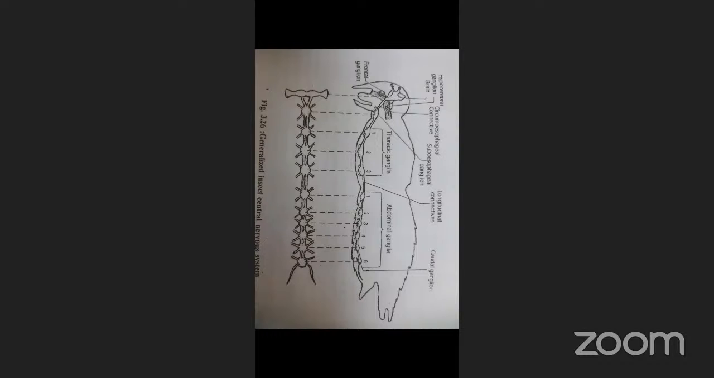So the insect nervous system differs from the mammals. In mammals, well-developed differentiation we will find.